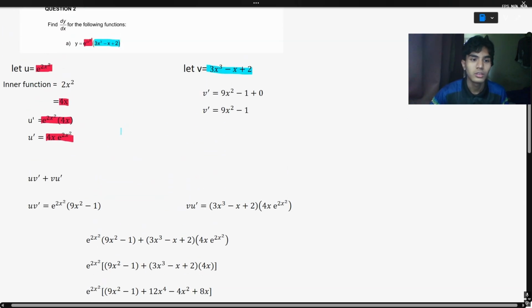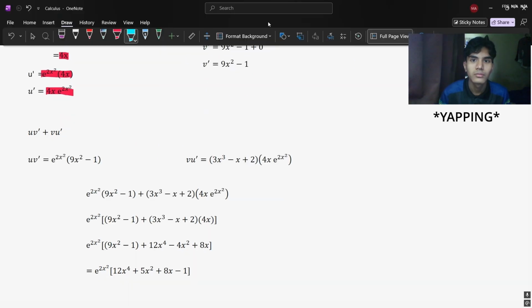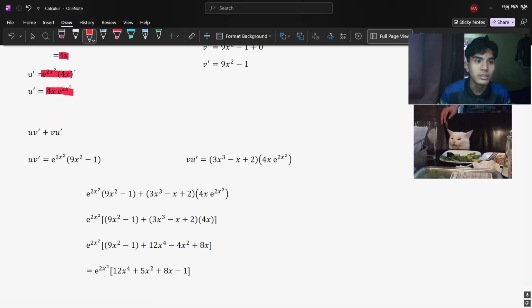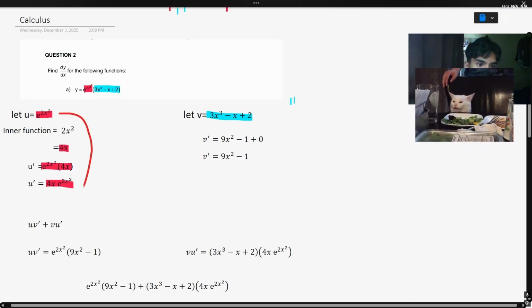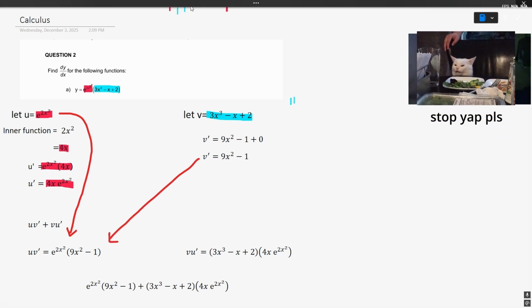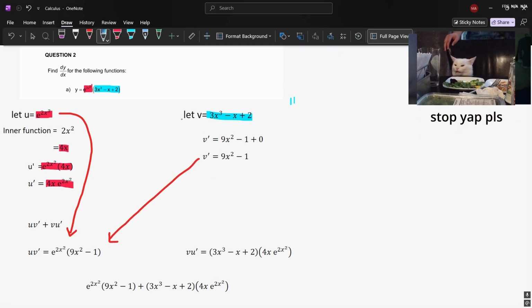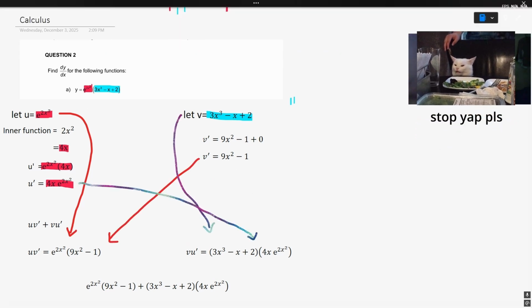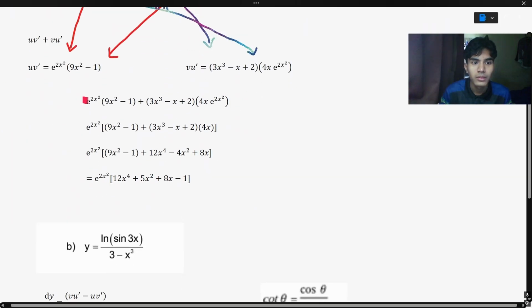So all you have to do is just put the functions in. So let's say here u and v prime. So we'll take u here, and then v prime here. Let's put them there first. Then it's v u prime, so we're going v here and u prime here. So the equation will look like this.